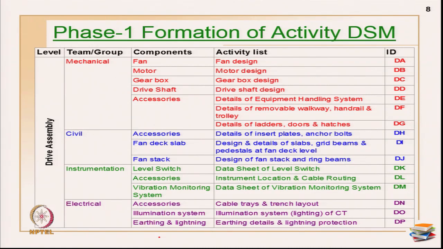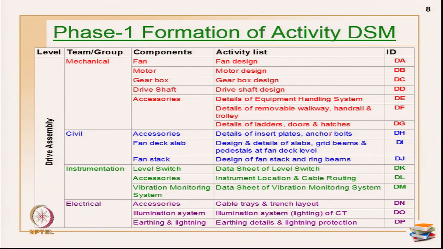So, I have one activity identified for each component. Normally it is not one, but in this case it happened to be one. So, I have fan design, motor design, gearbox design, drive shaft design, details of equipment handling system, details of removable walkway, handrails and trolley, details of ladders, doors and hatches. Primarily the layout and all these have to be shown. So, these are all the activities I have for the mechanical discipline, okay, in the drive assembly alone.